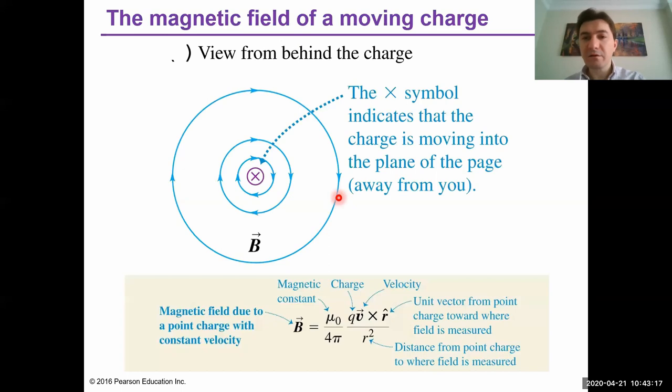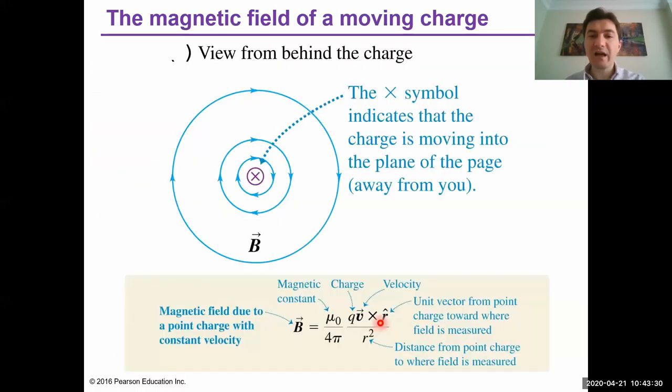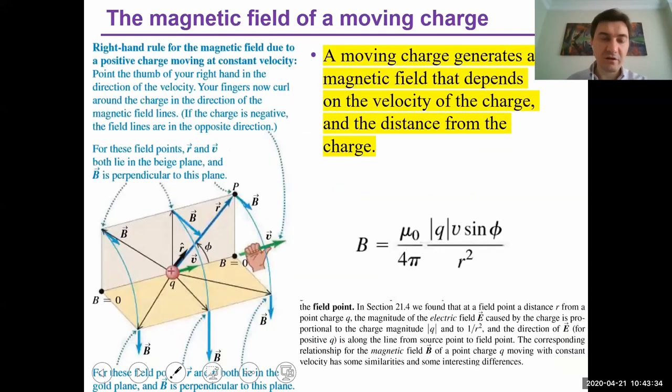So then this formula can be written like this: mu zero over four pi, Q times velocity over r square. Here we have the unit vector from the point charge toward where the field is measured. Here we have the point charge, and this is the point where we would like to measure the magnetic field. The distance is given by r, and here we have a unit vector, which is shown by r with a hat.